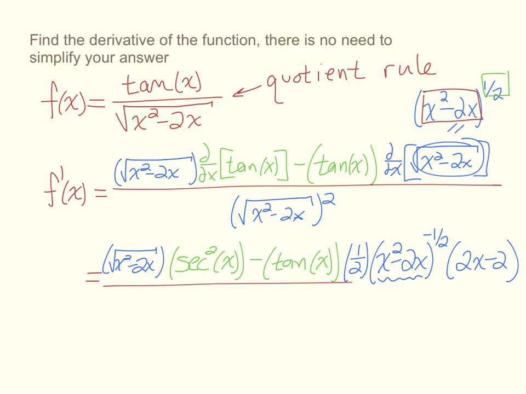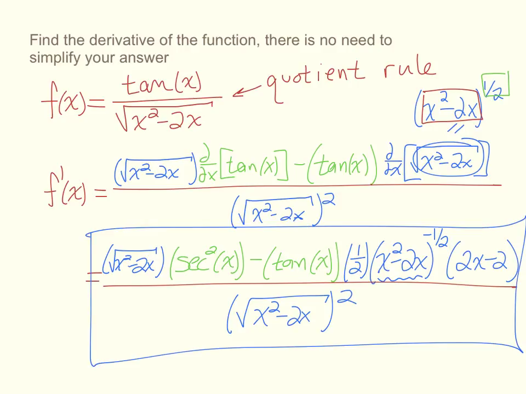And that is all over the square root of x squared minus 2x, squared. Here is your derivative.